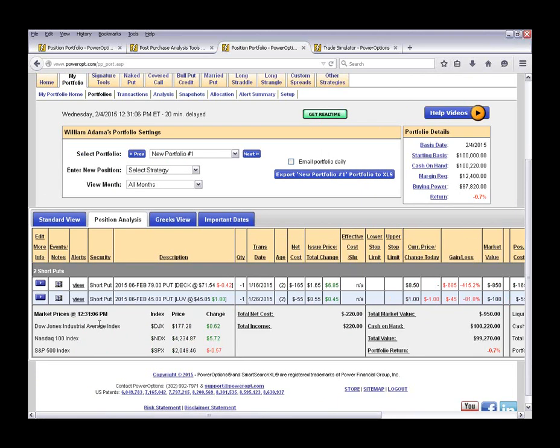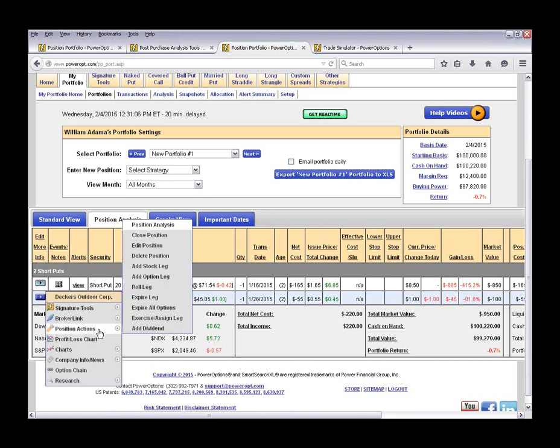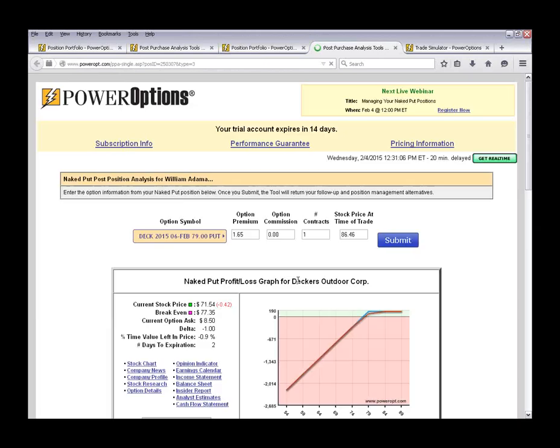All right, so step 1, as we did before, tracking my position in the portfolio. Stock has moved against me, as we did with LUV. I'm going to evaluate now potential rollout opportunities where the system's going to do the math for me. So we're going to go to Position Actions and then Position Analysis.